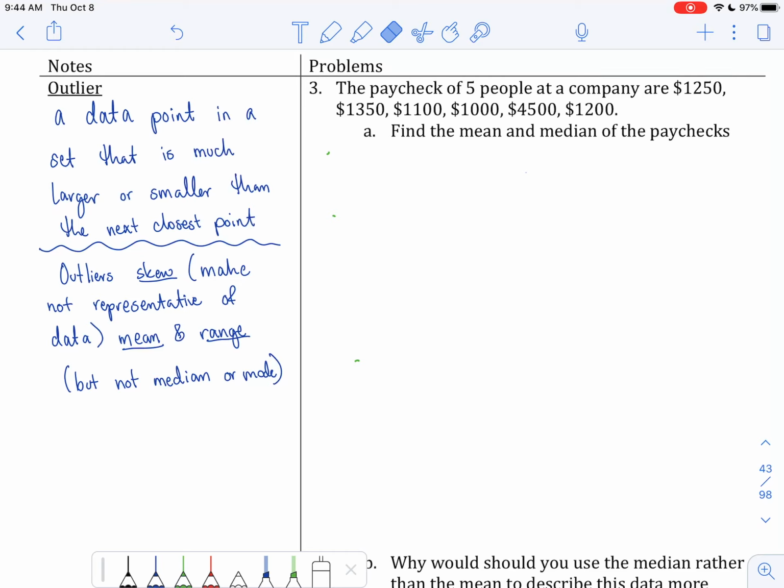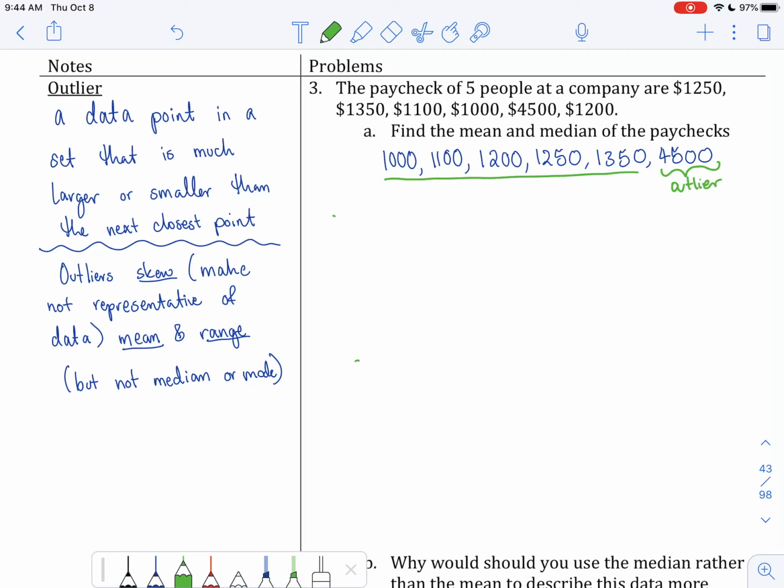So in number 3, we have the paychecks of 5 people at a company are $1,250, $1,350, $1,100, $1,000, $4,500, and $1,200. So when we look at that as a list of numbers in order, I would hope that you would notice all of the first numbers here are very closely gathered together. These are very similar numbers. This number here is much bigger than the rest. This is the outlier. 4,500 would be the outlier. And as we said, that can skew the mean, but not the median.